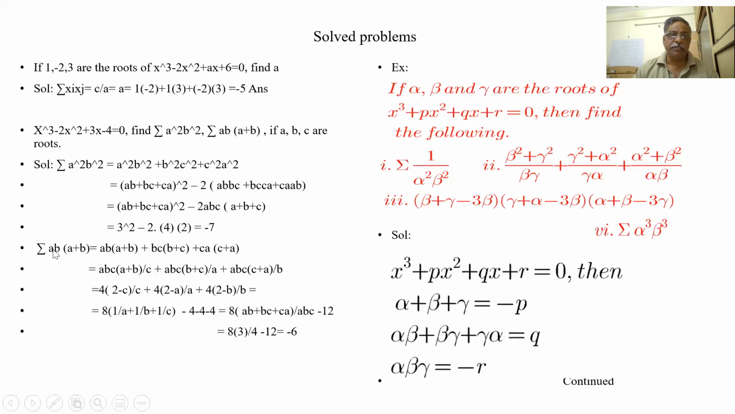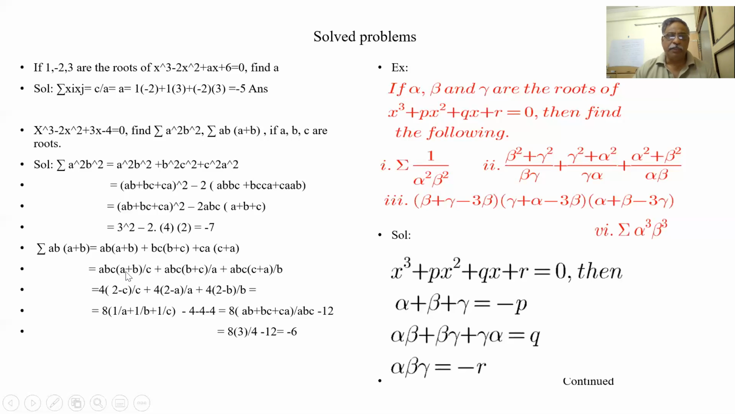So now let us see the second one, AB into A plus B. So when I expand the sigma, AB into A plus B plus BC into B plus C plus CA into C plus A. So when I'm putting C here, ABC into A plus B by C, ABC into B plus C by A, ABC into C plus A by B.